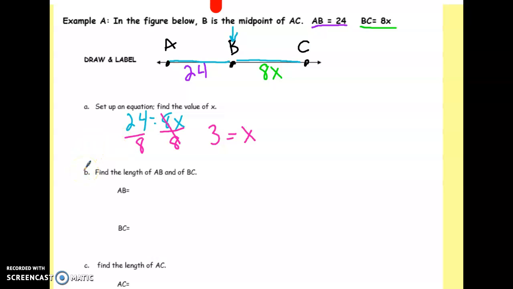So the next part says find the length of AB and BC. So again, find the length of AB. Whether you go back up to your picture or the written information, it tells us that AB is 24. So we actually don't need to do any solving for this one. We know it is 24. So I'm going to come down and say, hey, AB is 24.